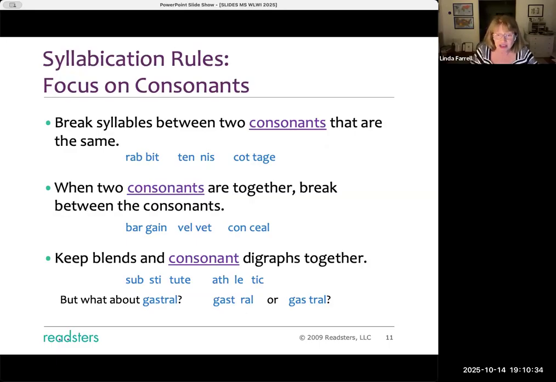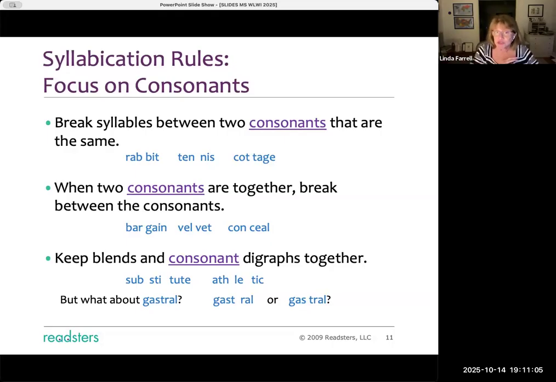So we have, you know, a word, gastral. Well, is it gastral or is it gastrol? Well, I think we would all agree, since we know how to say it, gastral. But if you don't know the word, you don't know where to break it. And besides, that looks like a three sound blend, and we know you don't keep the three sounds. And what I want you to just notice is that we've underlined the word consonant here.